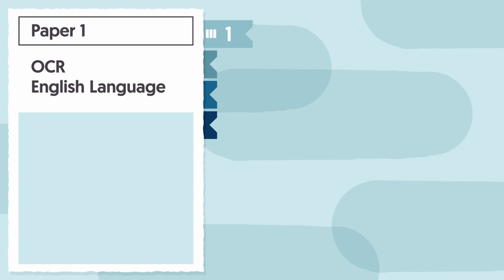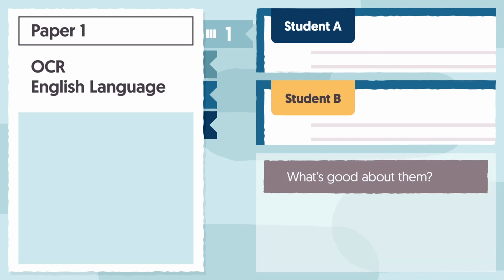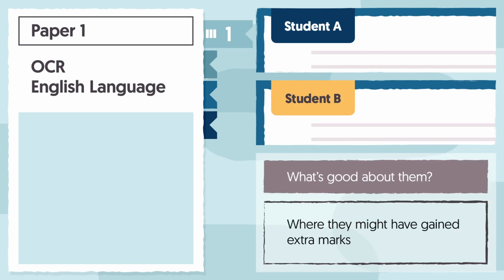This video is all about how to tackle question 1 on paper 1 of the OCR English Language GCSE. We're going to look at a couple of student responses to this question and talk through what's good about them and where they might have gained extra marks. Remember, you can pause the video at any time to take notes or give yourself more time to read what's on screen.